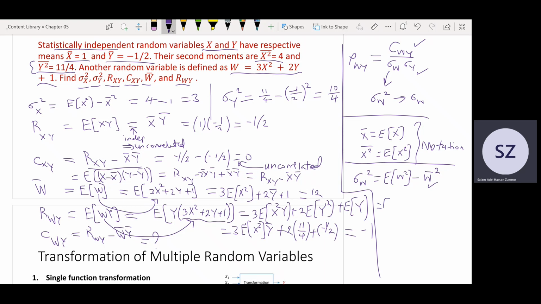This is equal to what? The expected value of 3x squared plus 2y plus 1, all squared, minus W bar squared. So you will have to square three terms and then simplify. You might end up being able to find it or not, given the information. For example, the expected value of x to the power 4, we don't know. But if they give the information, you can find it. Great. Any questions?